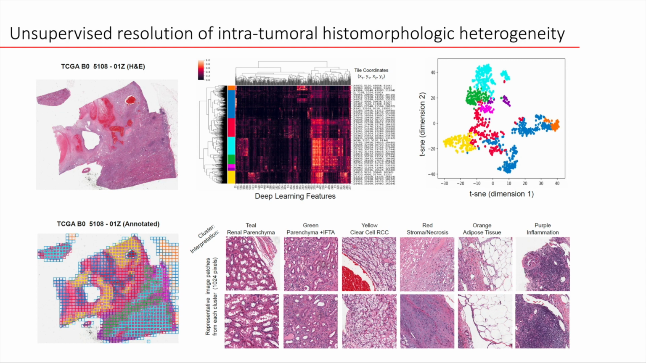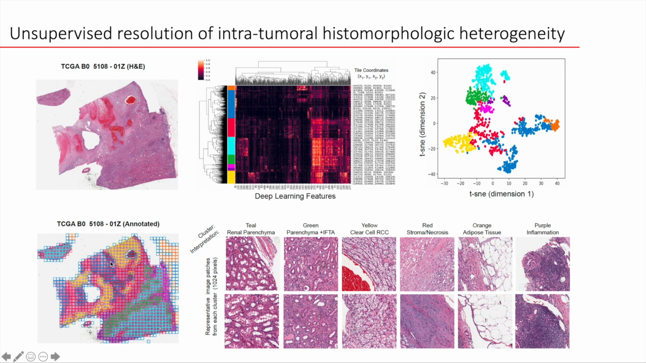and you can see that these different clusters represent different things. These teal areas represent normal renal parenchyma. There's this green area here within the renal parenchyma beside the lesion that was color-coded uniquely. And when we look at these areas, it looks like renal parenchyma, but in addition to that, it has what's called interstitial fibrosis and tubular atrophy, probably due to the proximity to the tumor.